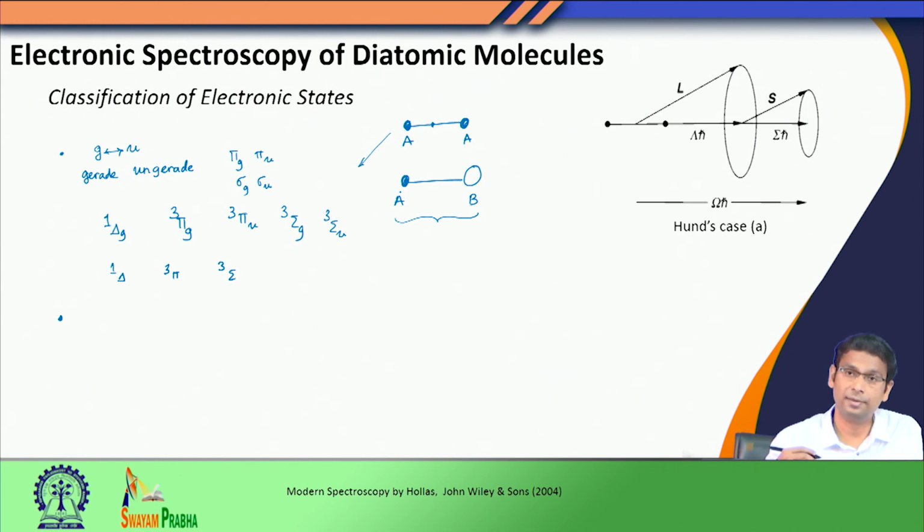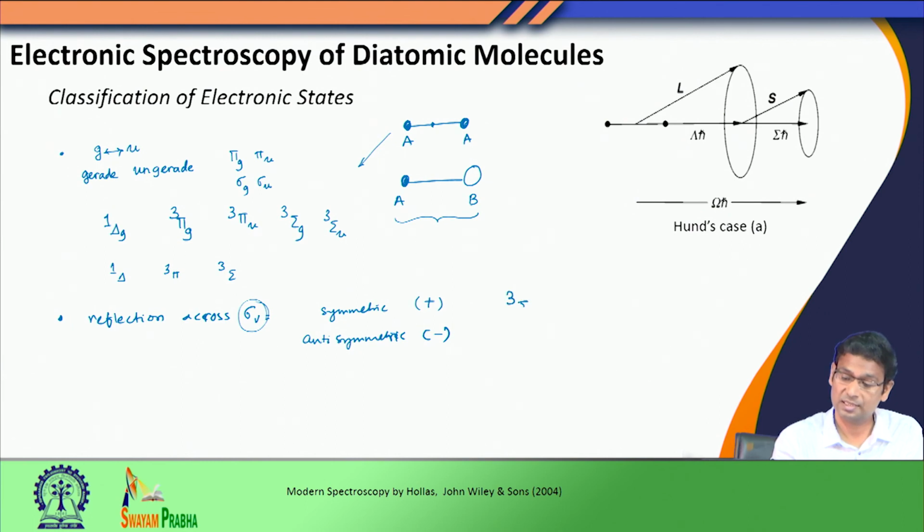So, therefore, there comes another symmetry element, that is reflection across sigma v, where sigma v is any plane containing this diatomic molecule. If the reflection across any sigma v is symmetric, then we denote this with a plus sign, and when it is antisymmetric, or not symmetric, in that case we give it a minus sign.